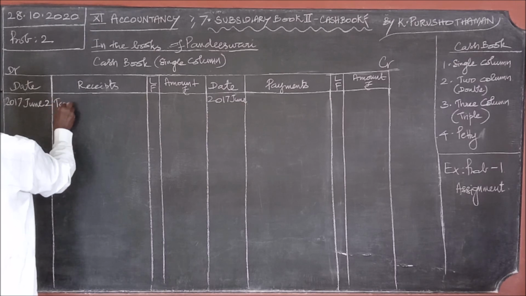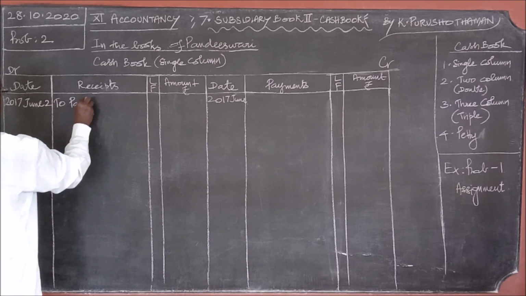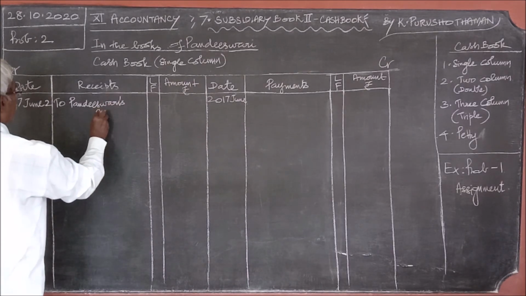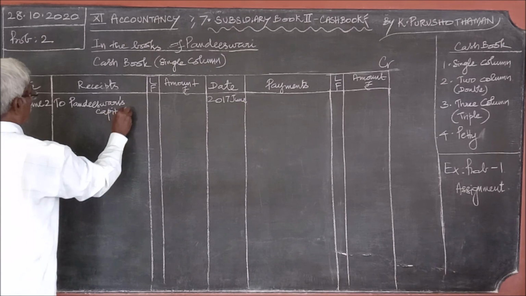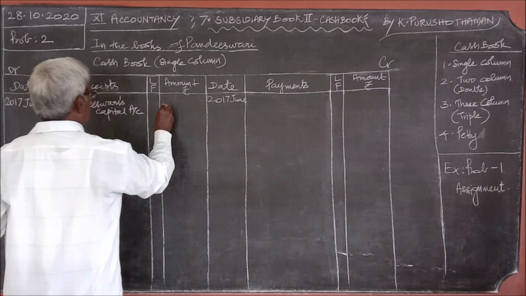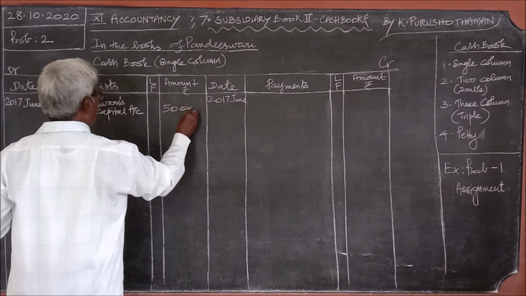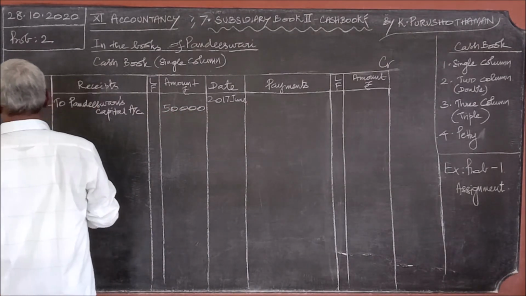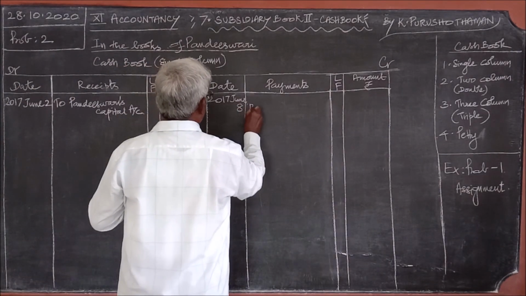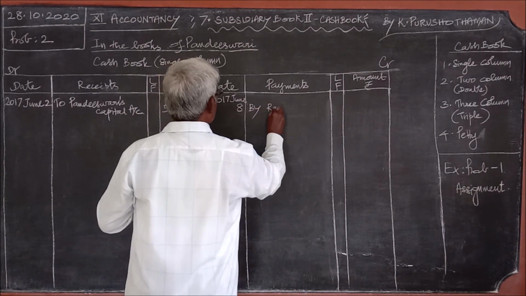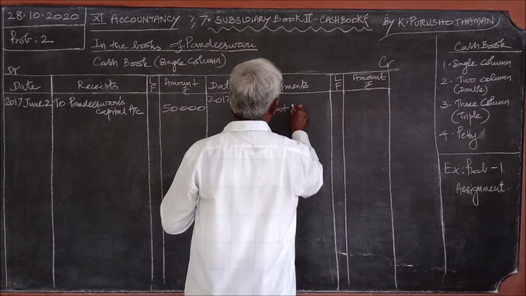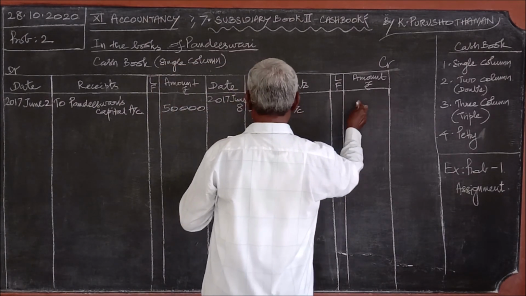Since the name is given, it is Pondeshwari's capital account. The amount is 50,000. Right. Then paid rent in cash, by rent account. All the payments must be on the payment side, by rent account. That is 4,000.